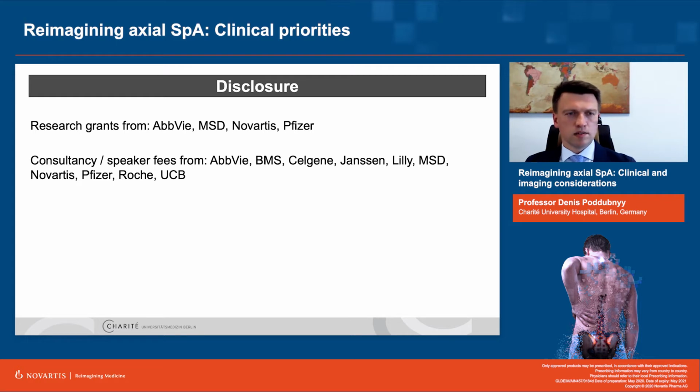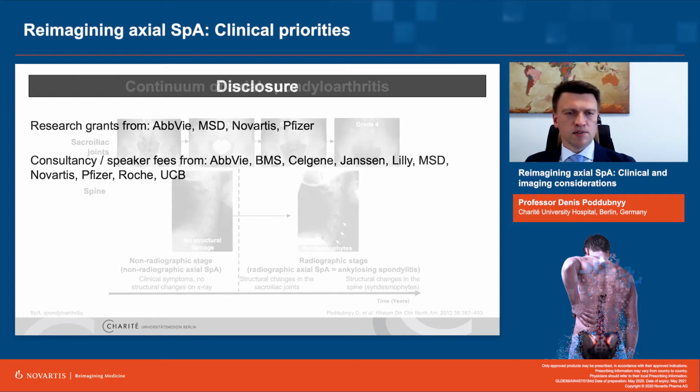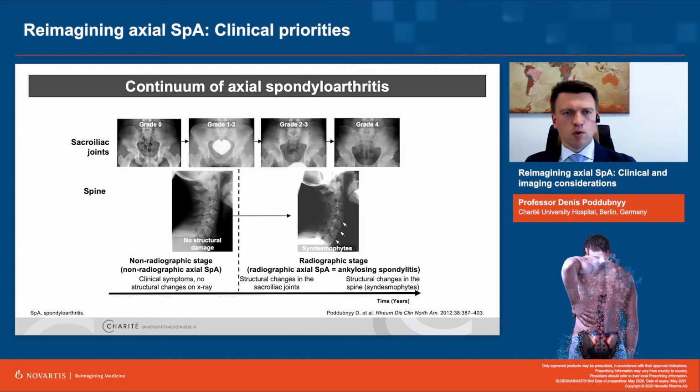Here are my disclosures, and I would like to start my talk with this picture illustrating the continuum of axial spondyloarthritis. We understand the disease as a whole, as a disease consisting of two stages. The initial stage, so-called non-radiographic stage, is a stage where we have clinical symptoms. We might have inflammation in the spine and the sacroiliac joints, but we do not have structural damage in the sacroiliac joints and in the spine.